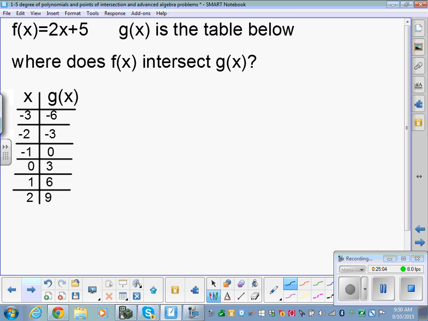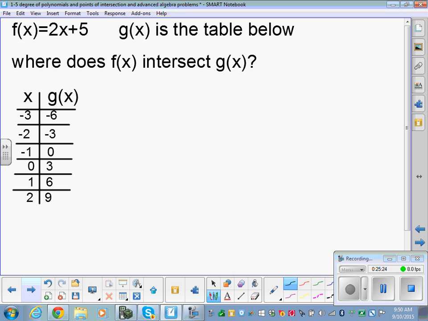Okay. So now what we're going to be looking at, guys, is different. We're going to be given two functions. One of the functions is going to be given in a table, and one's going to be given as an equation, and it's going to ask you where they intersect. So I just wanted to quickly go over how you do something like this. So given f of x is equal to 2x plus 5, and given g of x is the table below.